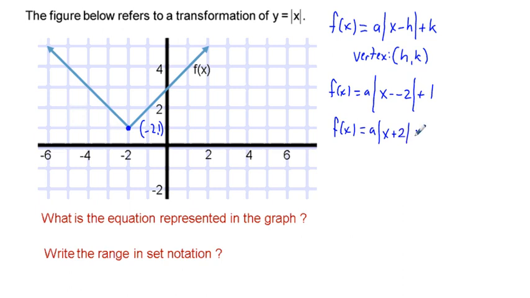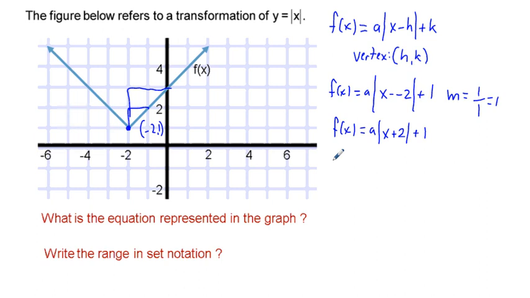We have plus 1. And the last thing we have to consider is the value of a. Well, if we look at our graph here, we're going up 1 over 1, or we can go up 2 over 2. So we have our m, our slope is going to be 1 over 1, which equals 1.